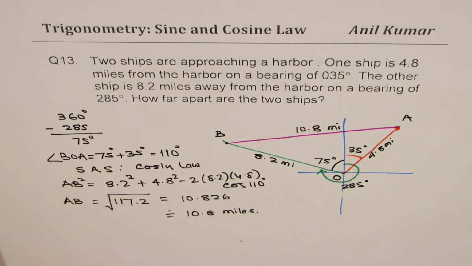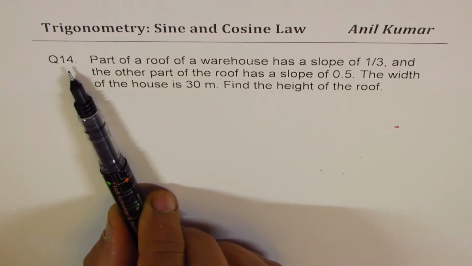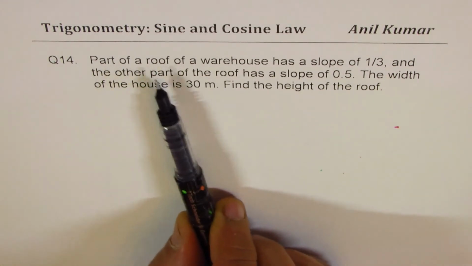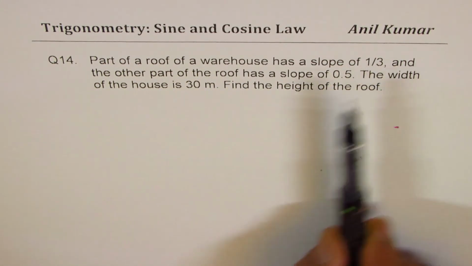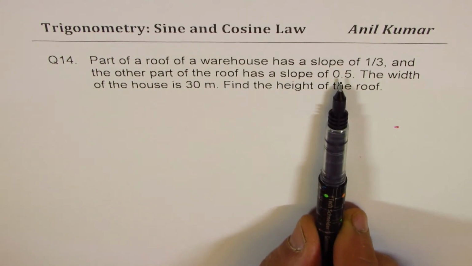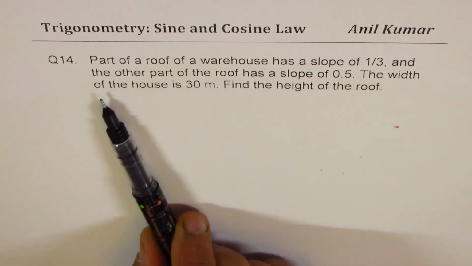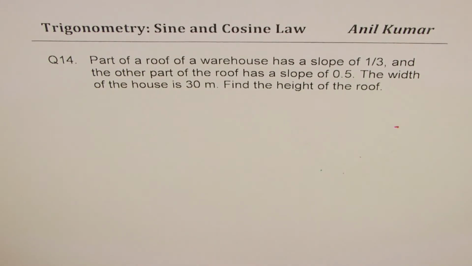Now let's move on to the last question of our set. I hope you are enjoying this journey and also learning how to apply sine law and cosine law. Question number 14. Part of a roof of a warehouse has a slope of 1/3 and the other part of the roof has a slope of 0.5, that is half. The width of the house is 30 meters. Find the height of the roof.